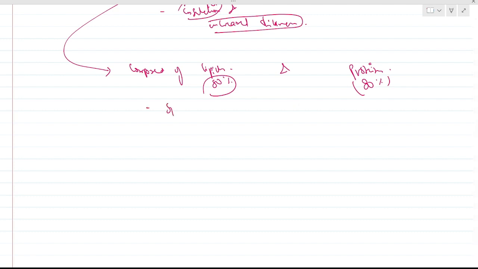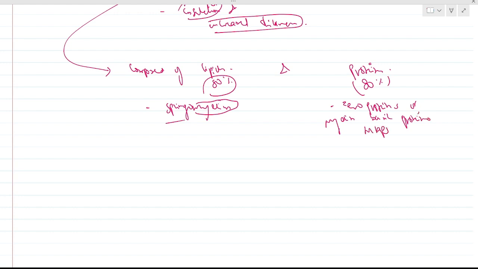The lipid is sphingomyelin. Obviously for myelin we have our sphingomyelin, and the proteins are called zero proteins or myelin basic proteins. Myelin basic proteins, MBPs. Myelin basic proteins, and the lipid is sphingomyelin.